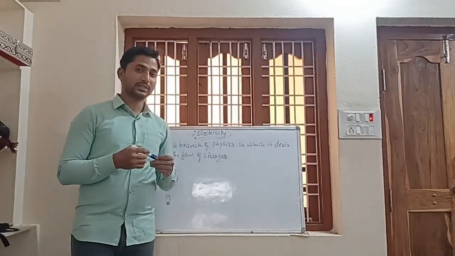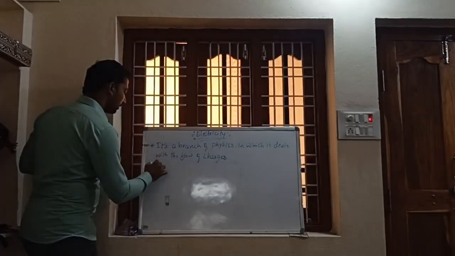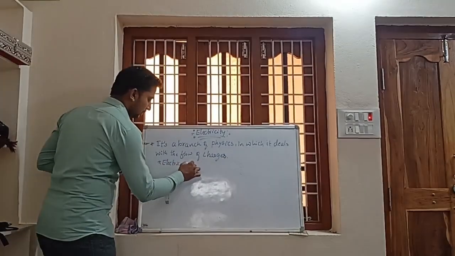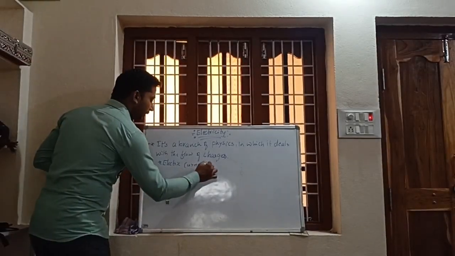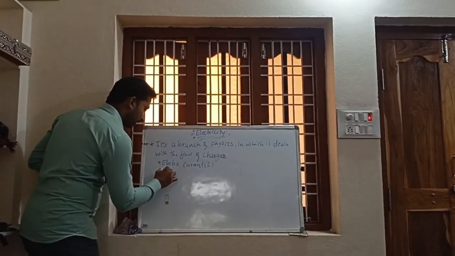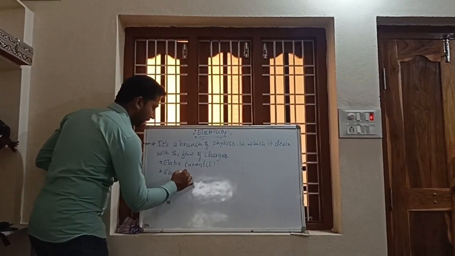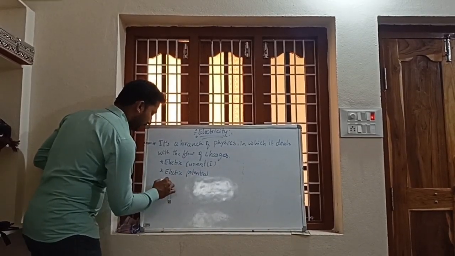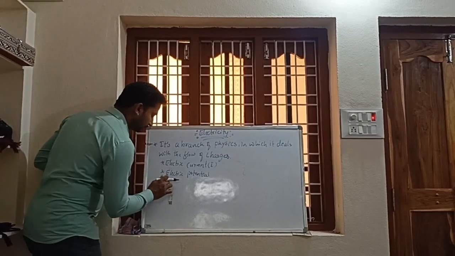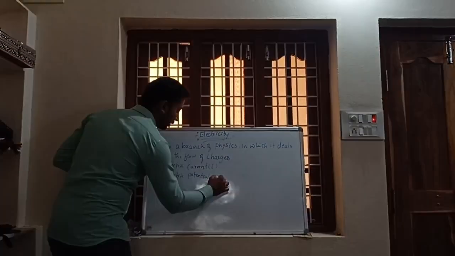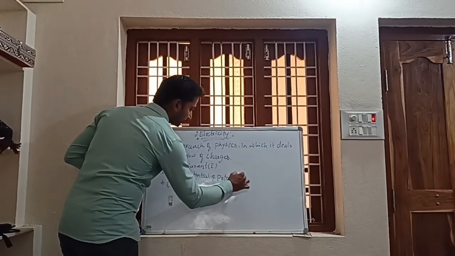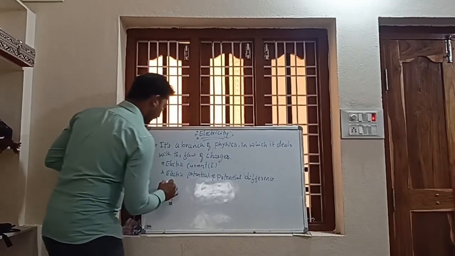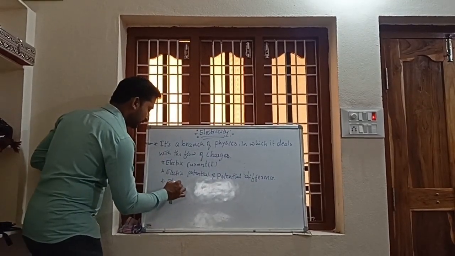In this chapter we have to understand a few important points. Electric current, denoted by I, and electric potential, and potential difference, and next, very important, that is Ohm's law.